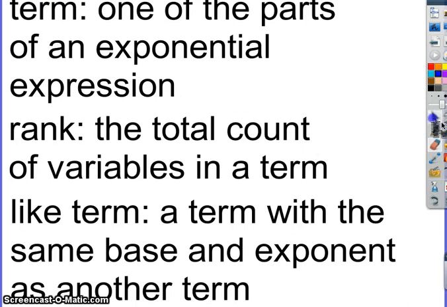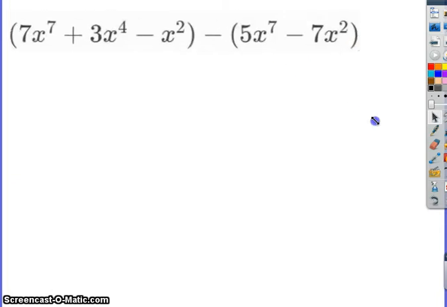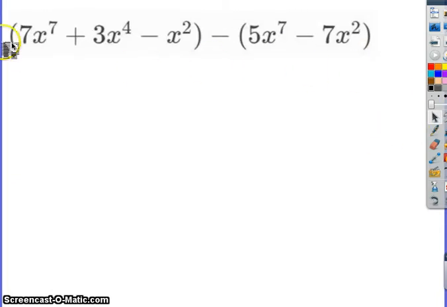You want to pause here in the video if you are following along in your notes to write these down. So the first one of these we're going to do, I'm adding together all of these terms, and only some of them can be added together.